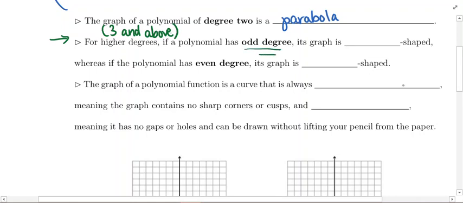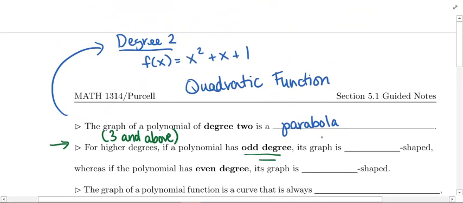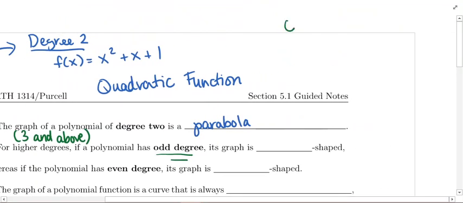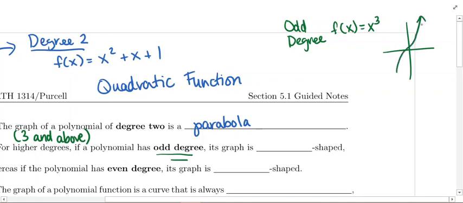If you're thinking about an odd degree, let me see if I can find myself some room. I'm going to write down the most basic polynomial function of odd degree that we have seen before that's got a higher power, and that was f(x) = x cubed. If you remember what this looks like, that was that S-shaped graph. That's how you can remember this: x cubed, the degree is 3.